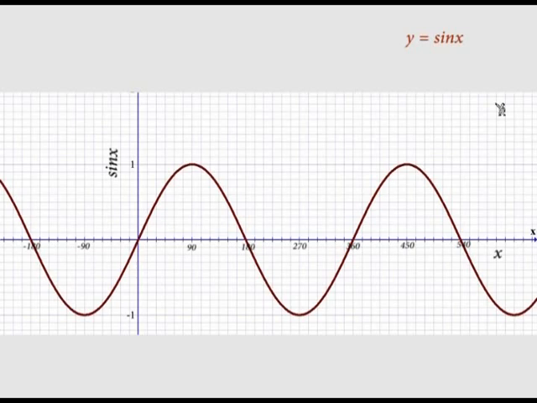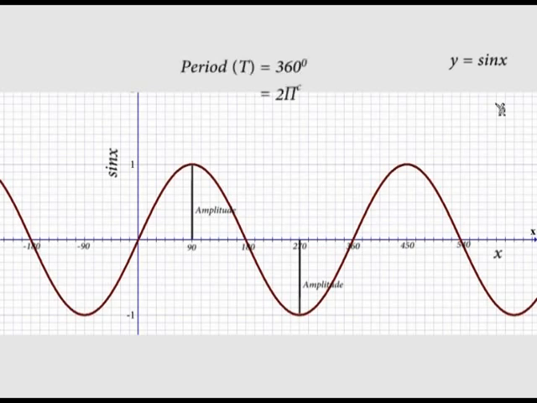This is a graph of the function y = sin x, where x is the angle, which could be in degrees or radians. Just remember pi radians is equal to 180 degrees. The maximum or minimum value of the graph is called the amplitude. In this case, the amplitude is 1. The graph repeats itself after 360 degrees or 2 pi radians. So the graph has a period of 360 degrees or 2 pi radians. The distance between two successive crests or troughs is called the wavelength.